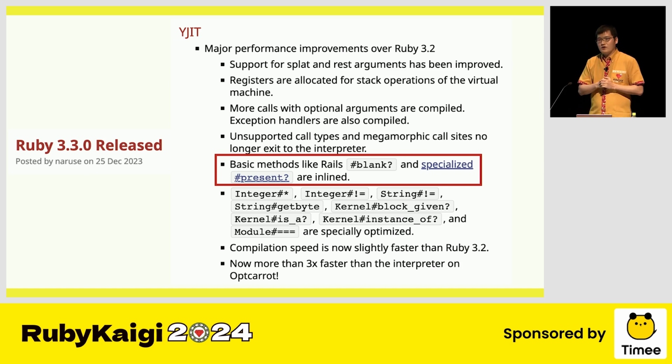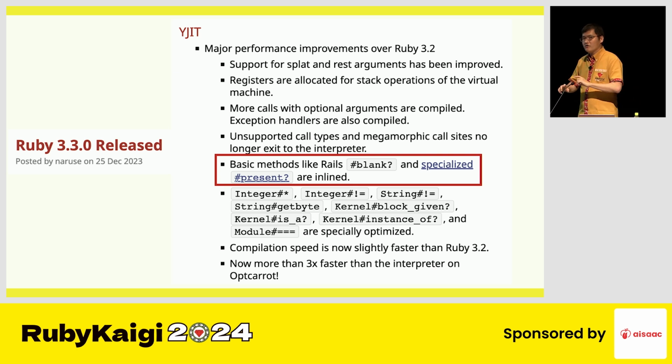So the present information used to be something like exclamation mark blank, but the problem is the blank method is implemented in so many types of classes. So Rails added a specialization for present by replacing the exclamation blank with something like false or true. So now the implementation of blank and present is something that YJIT can easily optimize.